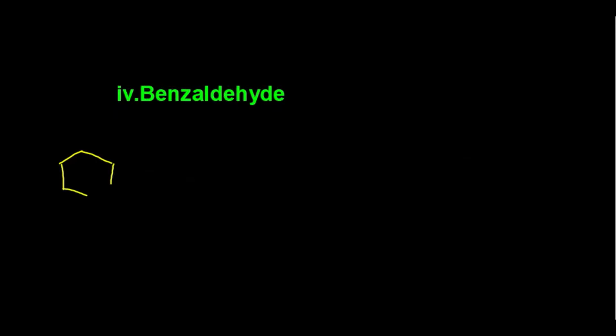If along with the benzene ring, we make an aldehyde group. The aldehyde group is attached to the benzene ring, right? This group is attached to the benzene ring, the aldehyde group. It is known as benzaldehyde. We will do its bromination. We are asked to do its bromination, right?